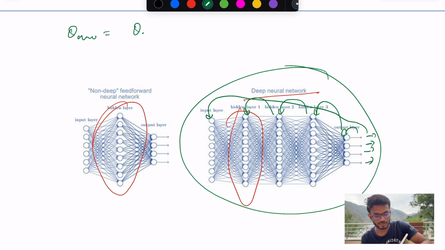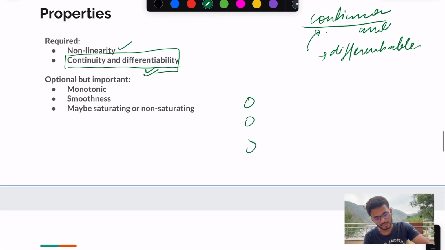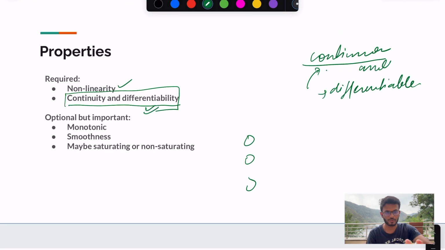Theta new is equal to theta old minus eta del theta. So gradient descent algorithm. For this to be possible, the gradient should be able to flow properly backward, and that is why we need a differentiable function over here, so that this differentiation doesn't cause an issue in the updation of the new parameters. So that's the reason for differentiability. Again, you'll get more clarity on the differentiability part once we implement backpropagation.